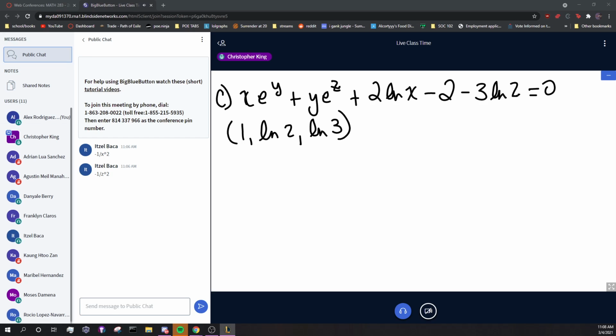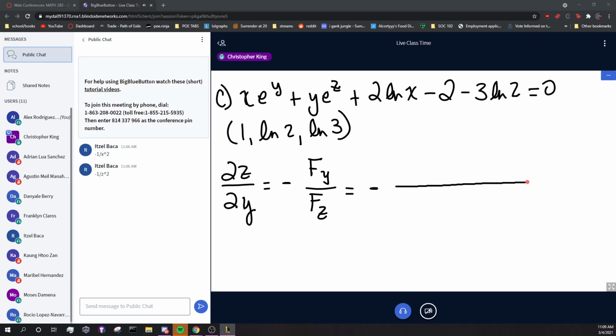In this one, I want to do the partial of z with respect to y. If we do this, it's going to be the negative of the partial with respect to not x, but y, divided by the partial with respect to z. So if I do the partial with respect to y, what would I end up with?